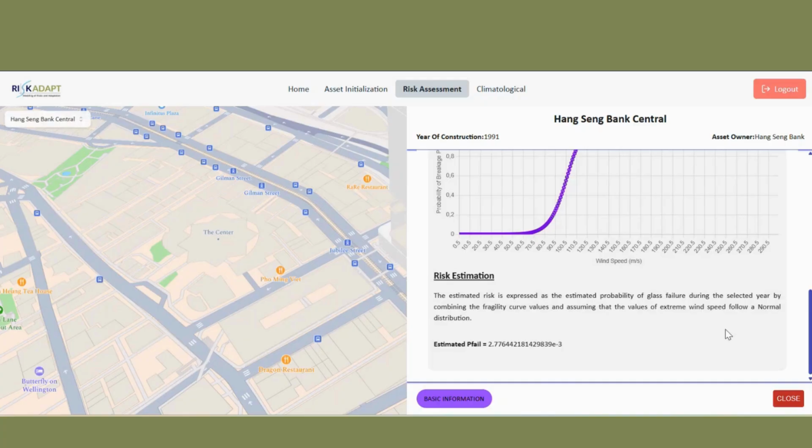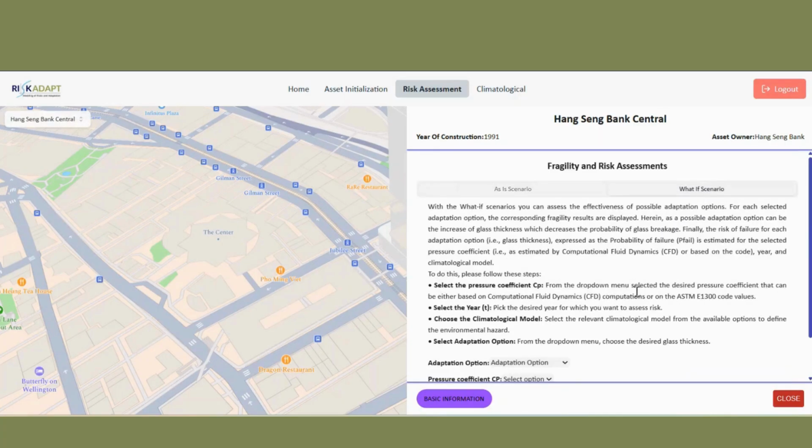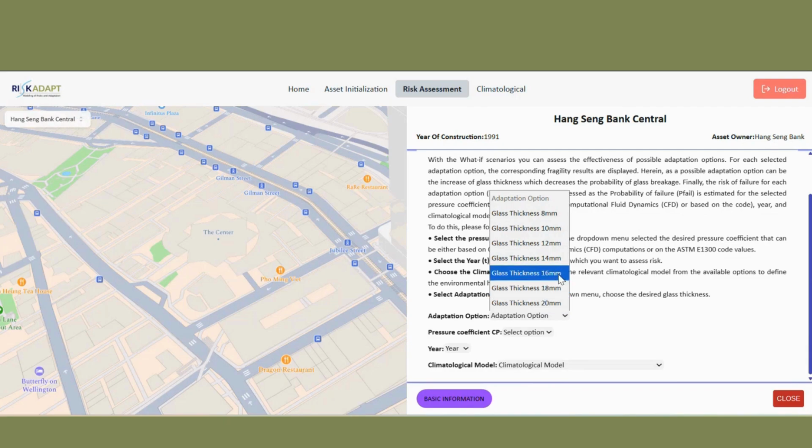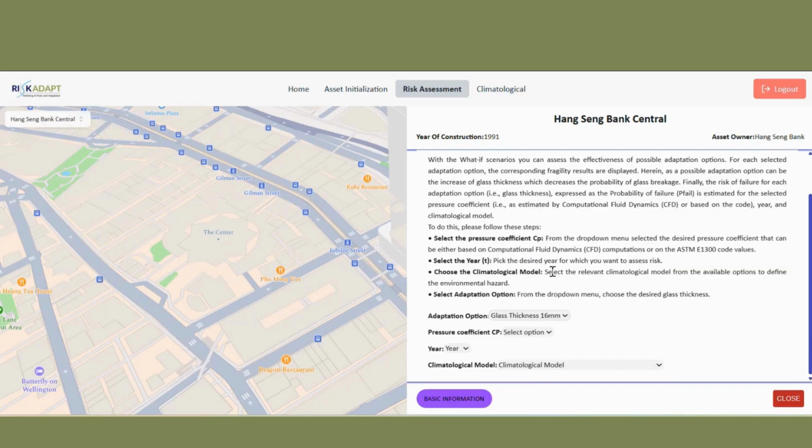And now let's go to the what if. The what if is, okay, I have my glass, I know its properties, its thickness, etc. Let's see if I want to make it safer. What does safer mean? To reduce the probability of failure. And I can play with the different options. Let's consider using a glass thickness of 16 millimeter. Again, I can go with CFD or code. Let's pick the code. The year of interest, 2050.